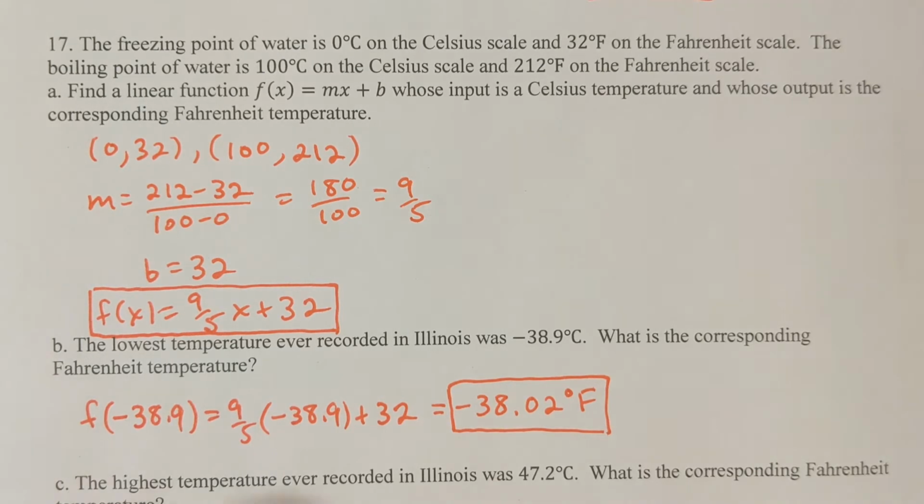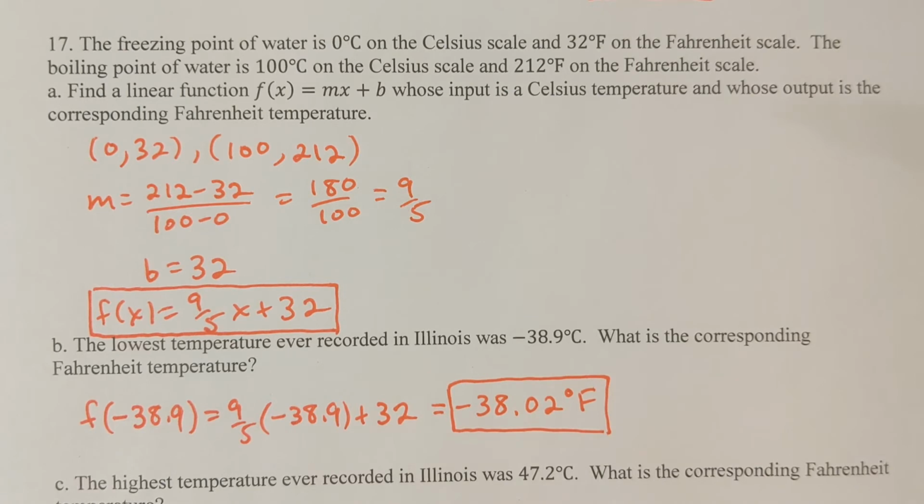Okay, problem 17 is the last one then in this section. It says the freezing point of water is 0 degrees Celsius on the Celsius scale, and then 32 degrees Fahrenheit on the Fahrenheit scale. The boiling point of water is 100 degrees Celsius and 212 degrees Fahrenheit. Part A, find a linear function, f of x equal mx plus b, whose input is a Celsius temperature and whose output is the corresponding Fahrenheit temperature.